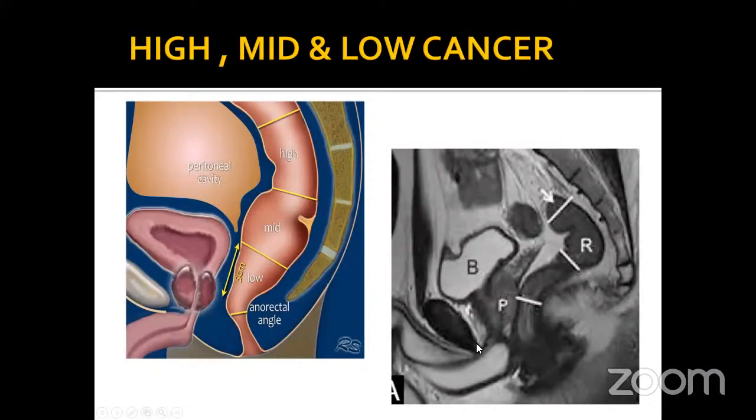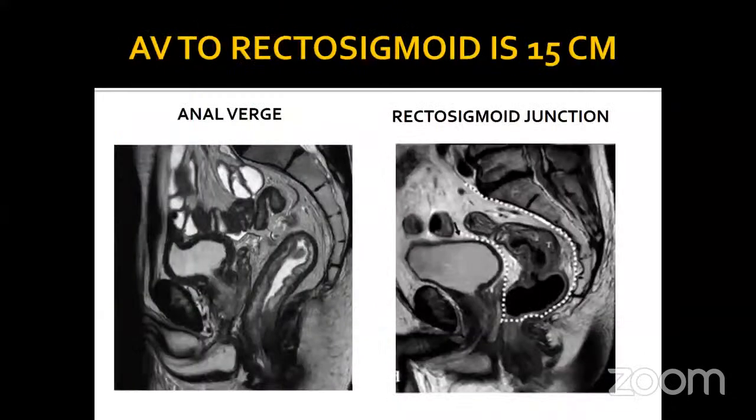Now, so we talked about high, mid, and distal. So how to identify the rectosigmoid junction? There are two different schools of thought. Some accept the bony landmark, either S2 or the S2-S3 junction. This is the rectosigmoid landmark.